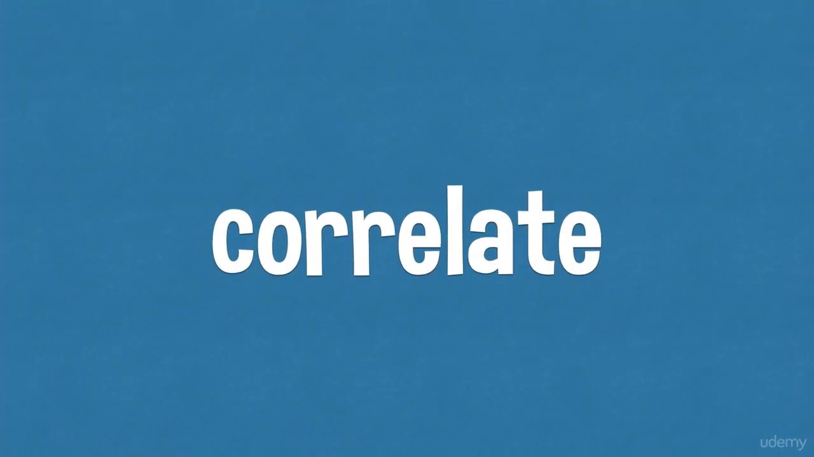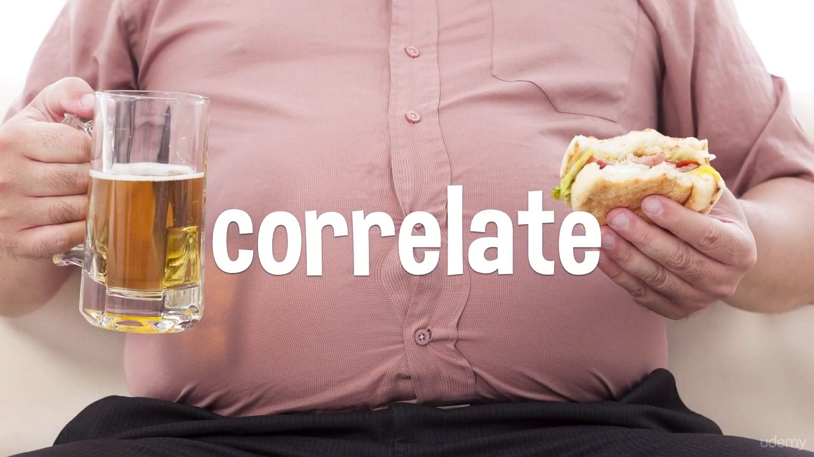Your next word is correlate. Correlate. So if one thing correlates with another, there is a close connection between them, often because one thing causes the other thing. So you can say that if two things correlate. So for example, eating too much correlates with getting fat, because eating too much causes getting fat.